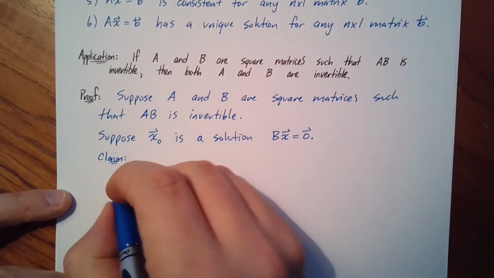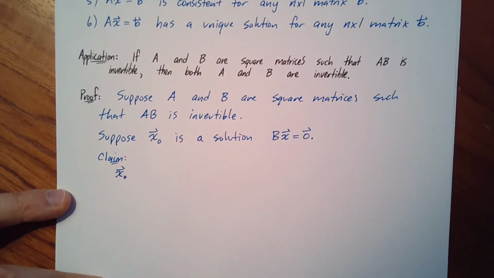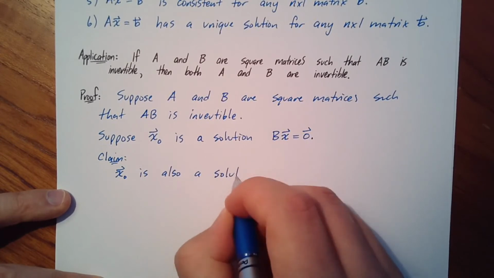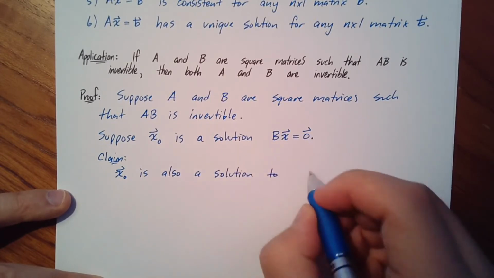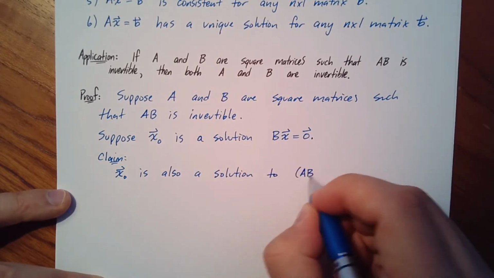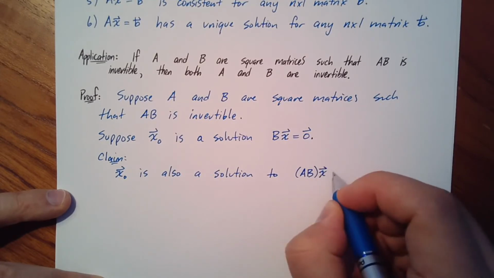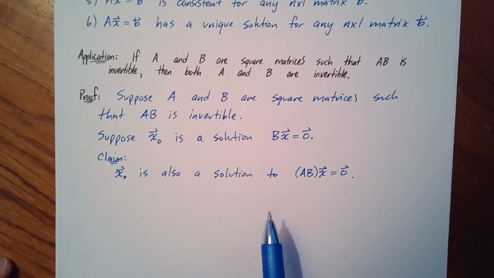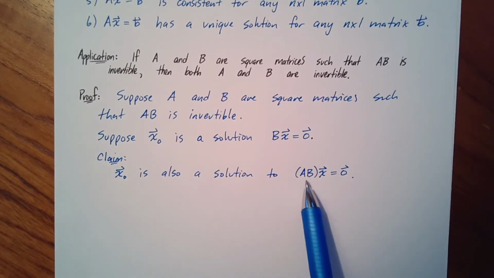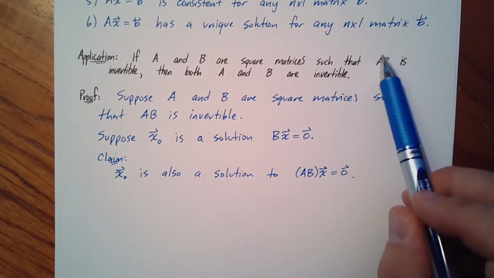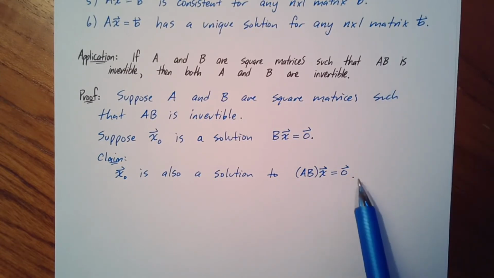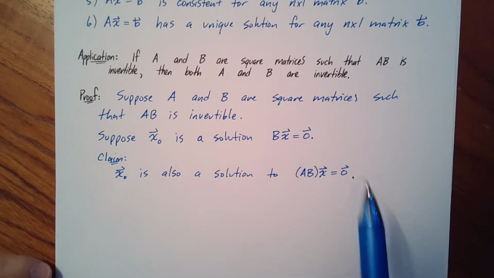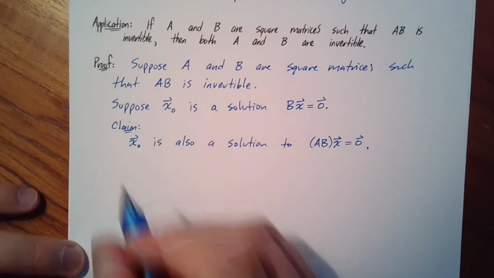My claim is that x bar naught is also a solution to this matrix equation, which is really the homogeneous system associated with the matrix over here, this product, AB. Okay, and that's going to be powerful once we can verify it, but I still have to prove it to you. Just because I claim it doesn't make it true. So let's check.